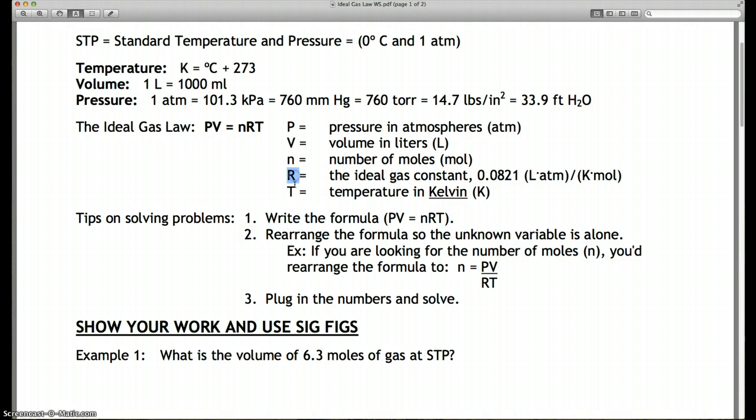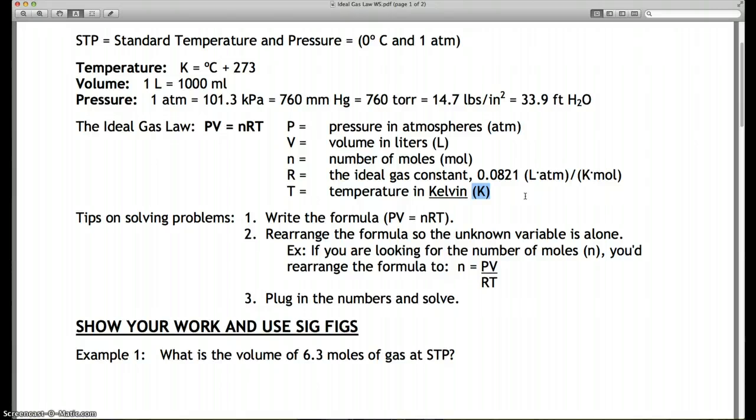R stands for the ideal gas constant. And R is always, for the version of this law that we're using, 0.0821. And then the unit for R is this big mess back here, and I'll talk about that once we do an example. And then, just like all the other gas laws, temperature has got to be in Kelvin.